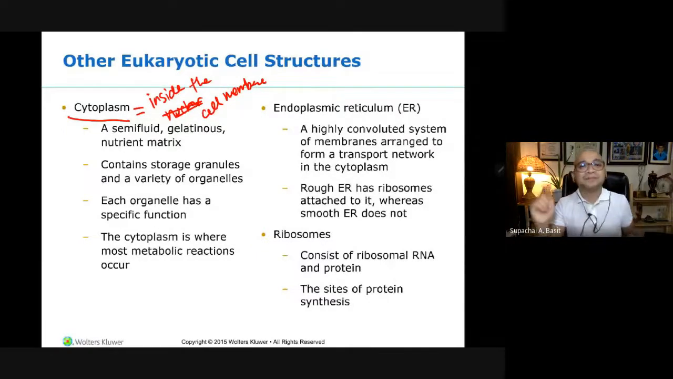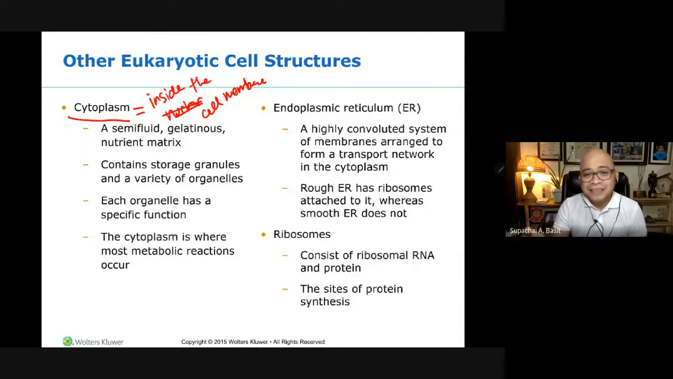Now, let's talk in detail about these organelles. When it comes to the endoplasmic reticulum, there are actually two types. We have the smooth and the rough endoplasmic reticulum.